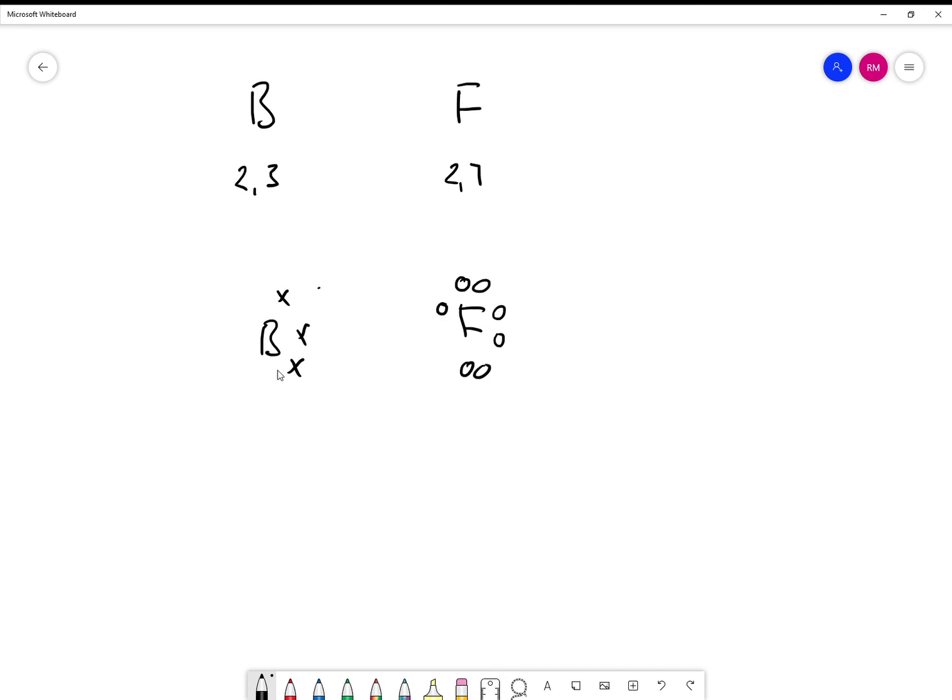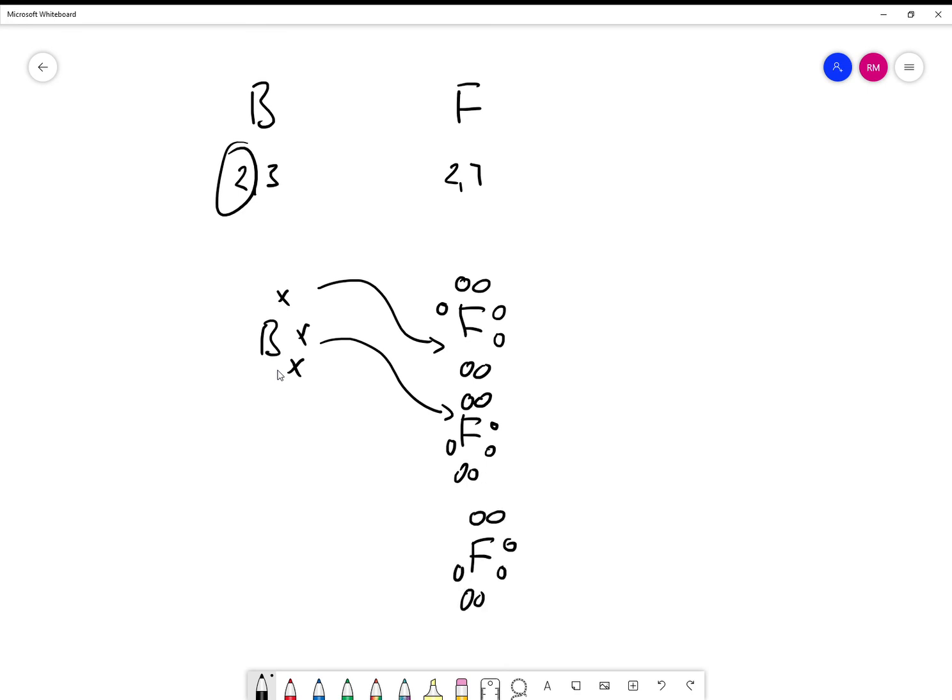Okay, so again, my fluorine is full, but my boron doesn't have a full outer shell yet. Remember, boron only needs 2, it's only got the first shell, it doesn't need 8. So we will keep the boron. Our reminder says that the boron only needs 2 electrons in its outer shell, and we come down to there.